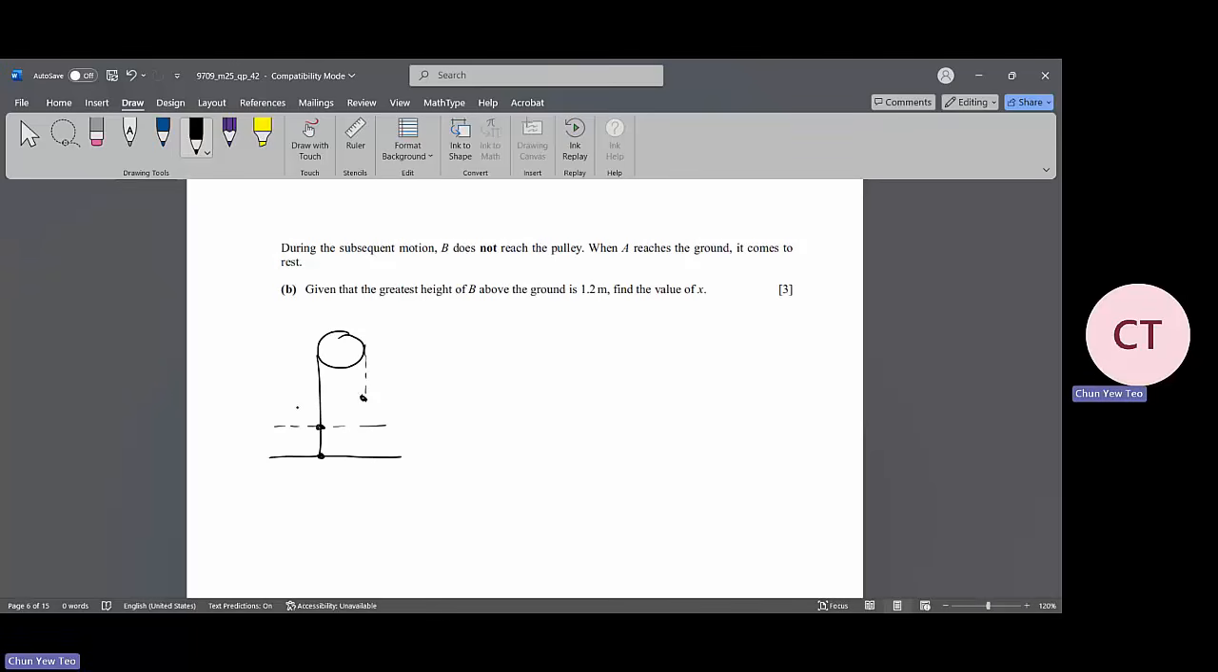And A is right before it hits the ground. Okay, right before it hits the ground. So this one is stage number 1.